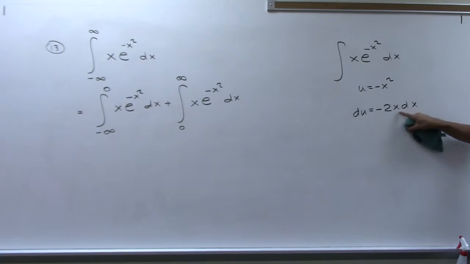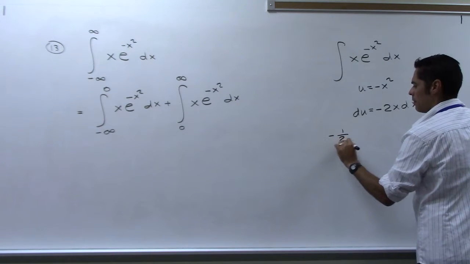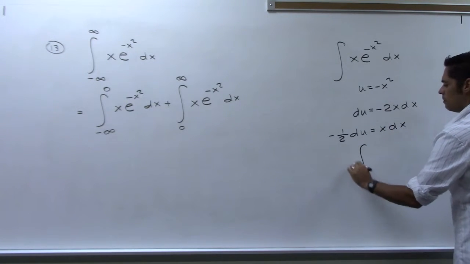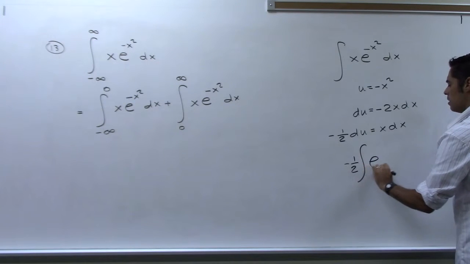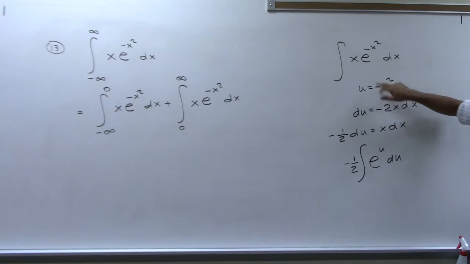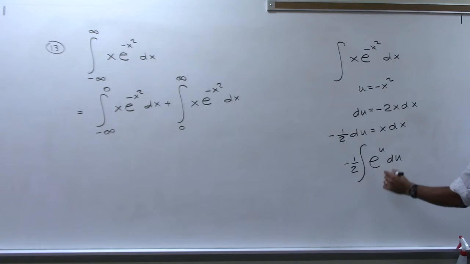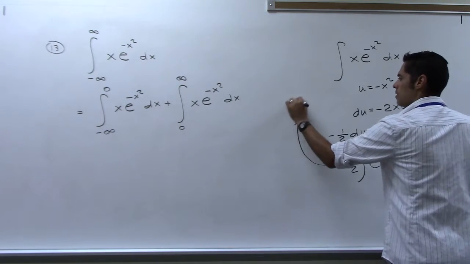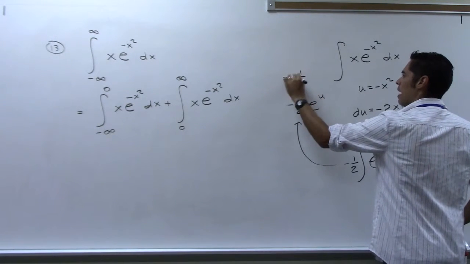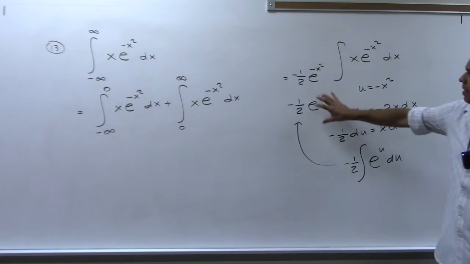The derivative of this is negative 2x dx. We have an x dx off by -2, so scale that out. And so this becomes the integral of -1/2 e to the u du. So replace that with u. x dx gets replaced with -1/2 du. And the antiderivative of this, of course, is itself plus a constant, which is equal to -1/2 e to the negative x squared. So that's the antiderivative.